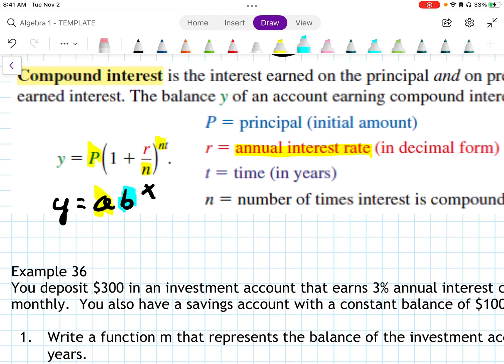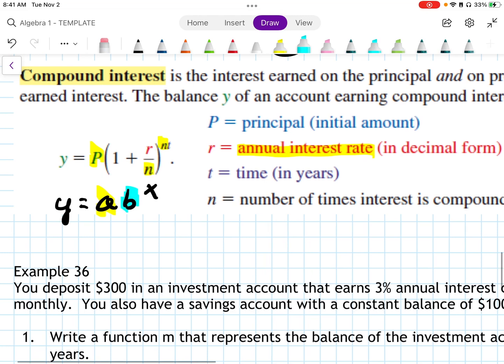B is what you multiply by each time. It's how fast it grows. So in this scenario, it's going to be 1 plus, because it's going to be exponential growth. Exponential growth has a plus there. And then we take the percent divided by the number of times it's compounded a year. And then we have the exponent n times t. That's the number of times compounded times t years.